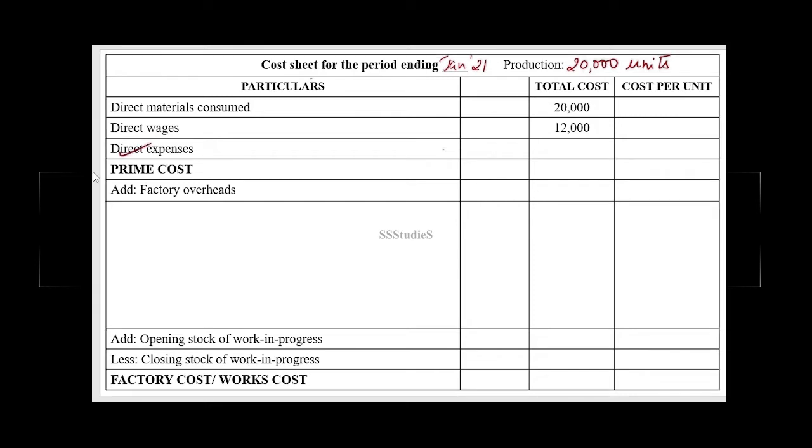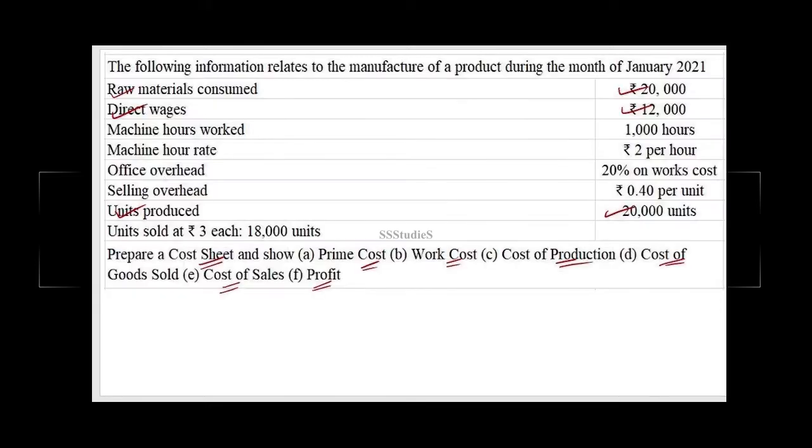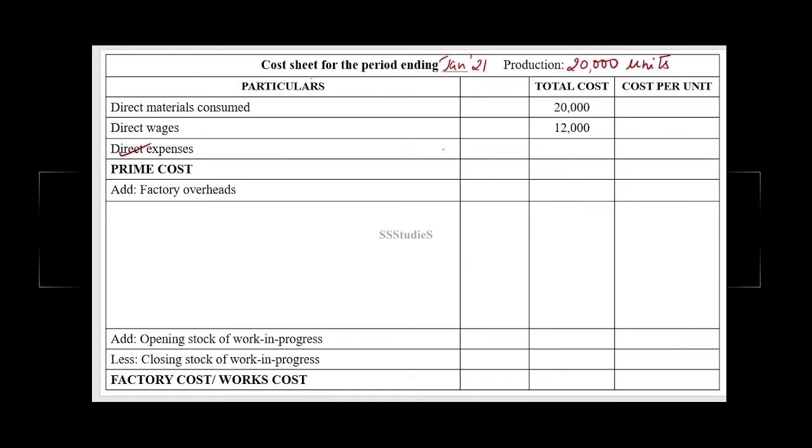Next, we need to find out whether direct expenses are given. The problem does not have any direct expenses. Machine hours worked, machine hour rate, office overhead, selling overheads are the only information along with units sold. So we don't have any direct expenses, as such it is nil. Prime cost will be 20,000 plus 12,000, that comes to 32,000.